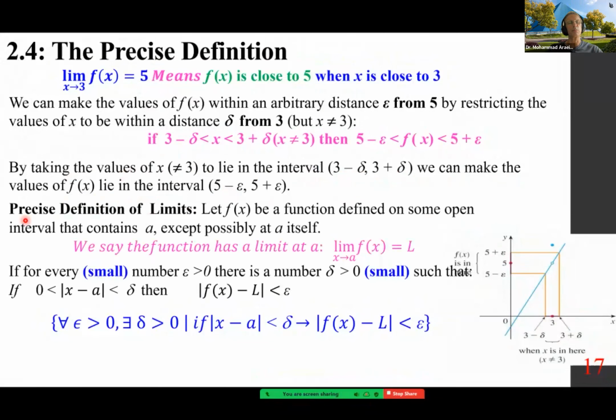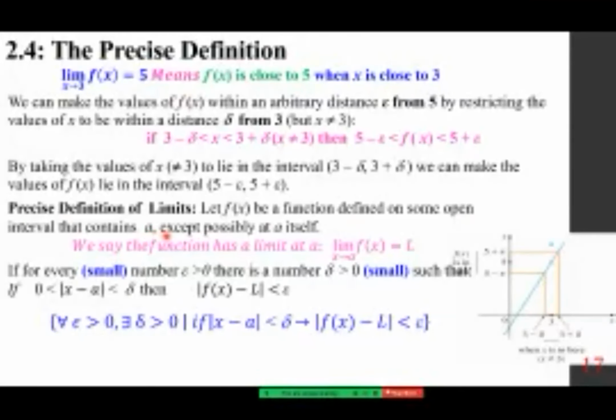Somebody want to read the precise definition for us? Let f of x be a function defined on some open interval that contains a, except possibly at a itself. We can say the function has a limit at a, limit of f of x when x is approaching a equals L.